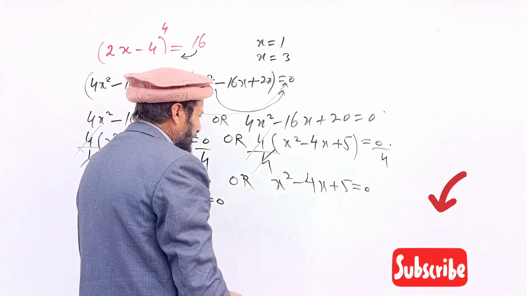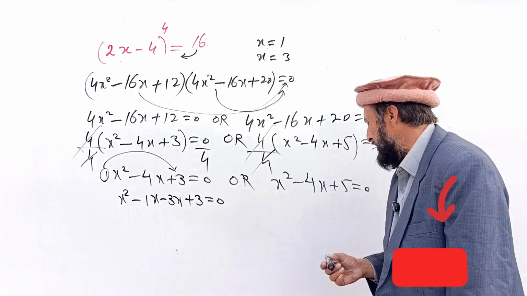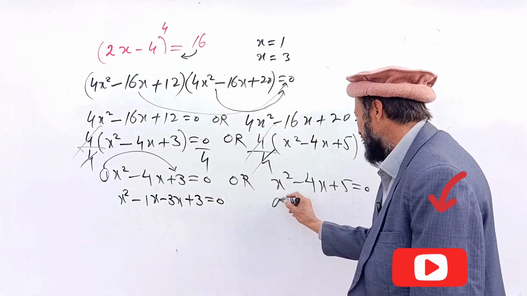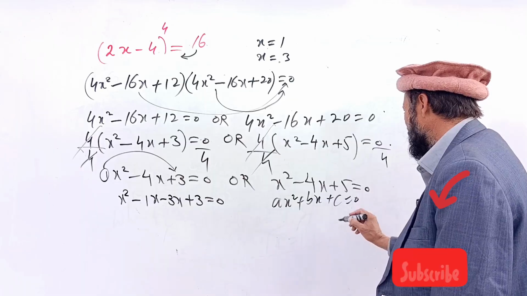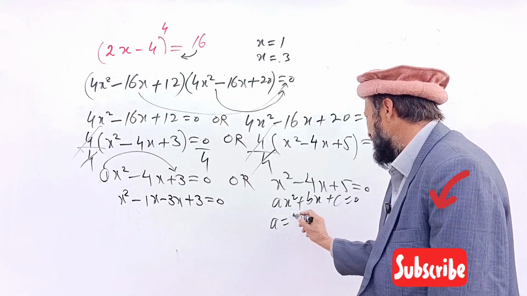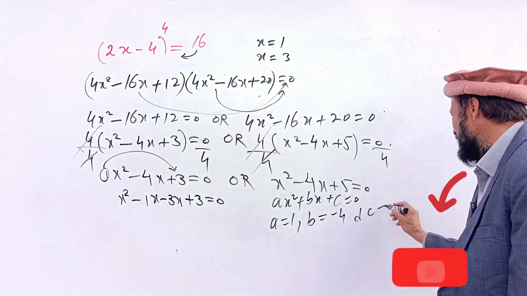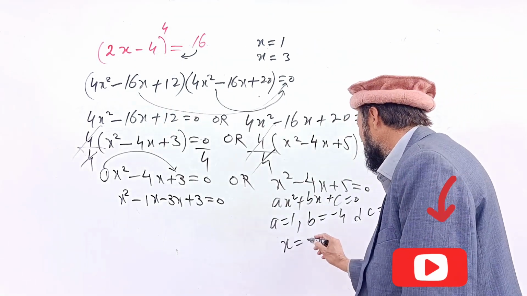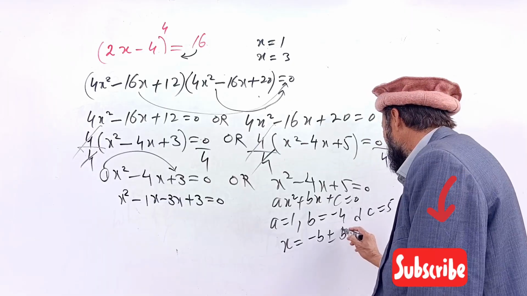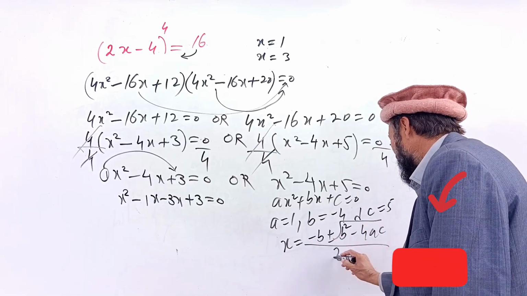For the second equation, no factorization is possible, so we use the quadratic formula. We compare with the form ax square plus bx plus c is equal to 0, where a is equal to 1, b is equal to minus 4 and c is equal to 5. The quadratic formula is x is equal to minus b plus minus square root of b square minus 4ac, divided by 2a.